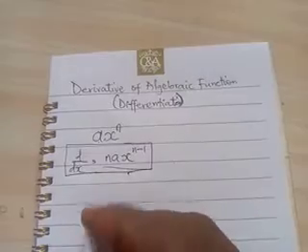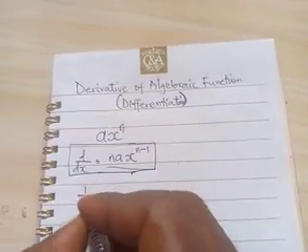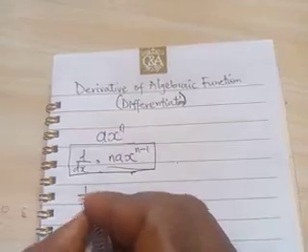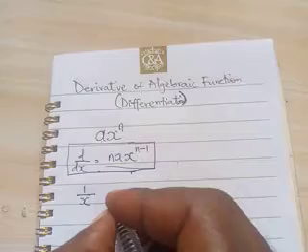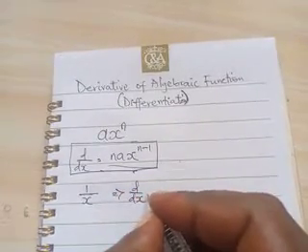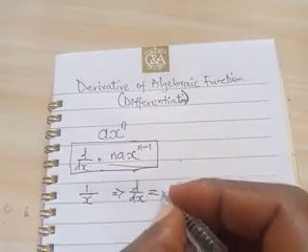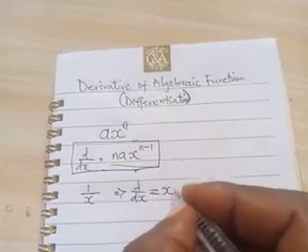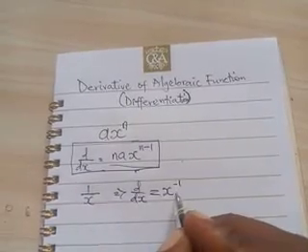Let's take, for example, differentiate 1 over x with respect to x. For us to do this, according to laws of indices, it is the same thing as x raised to power minus 1. This and this are the same.